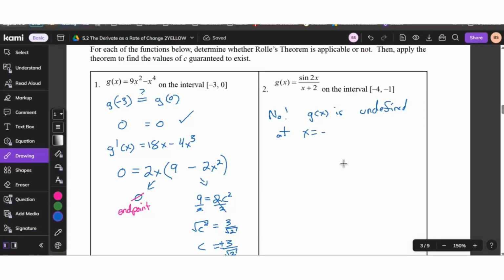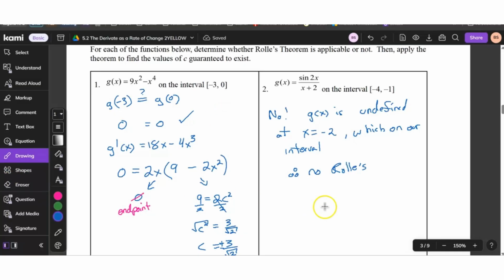At x equals -2, which is on our interval. So therefore, no Rolle's. Rolle's theorem guarantees nothing. Does that mean there isn't one? No. It just means it can't guarantee it.